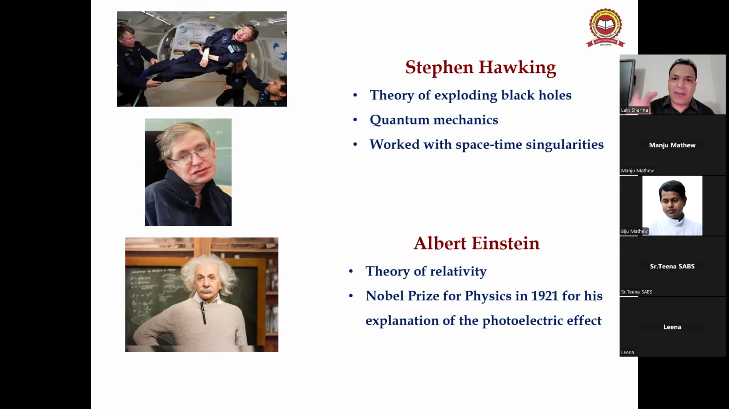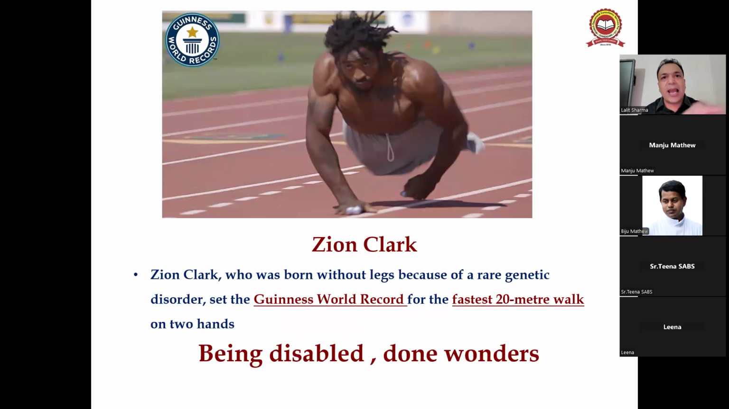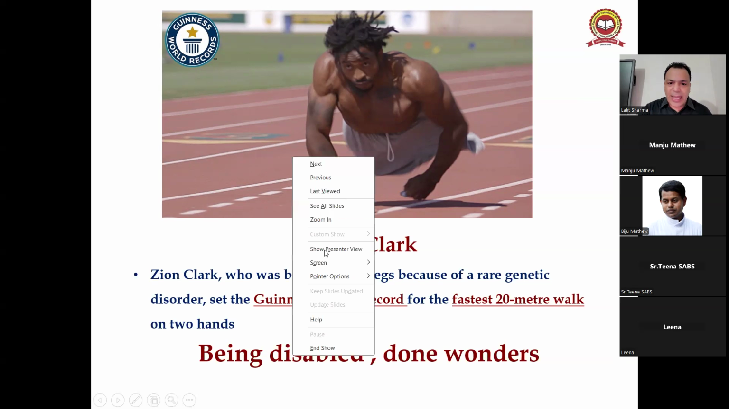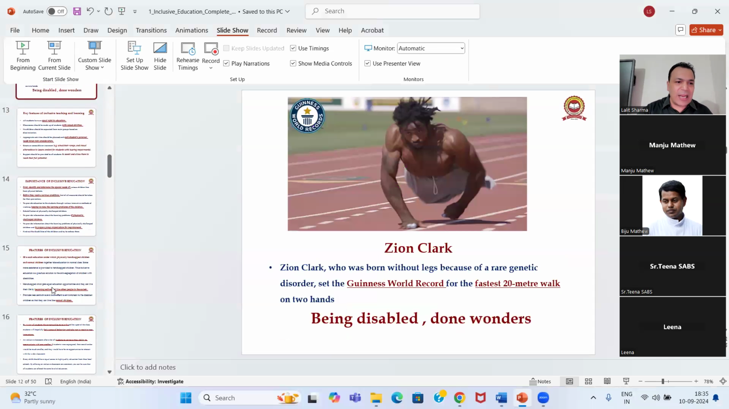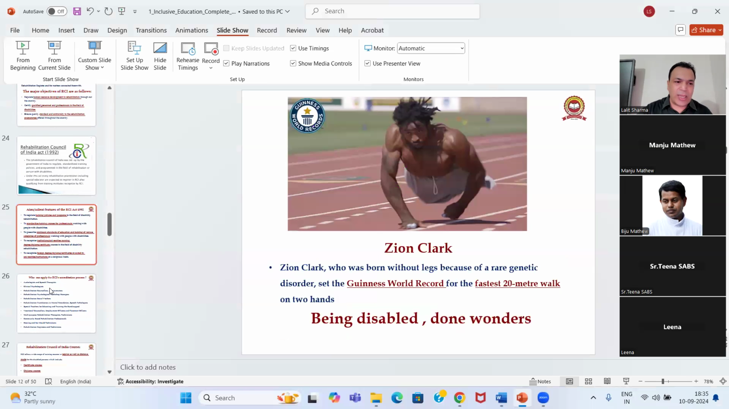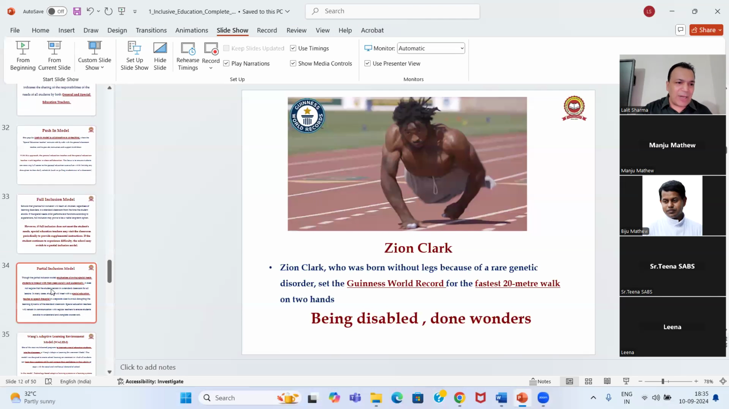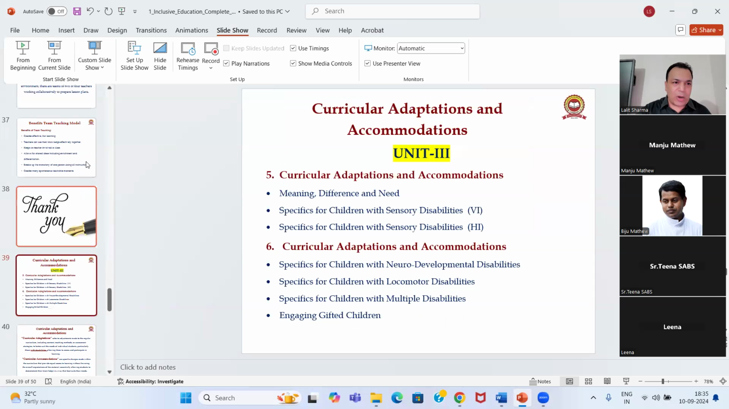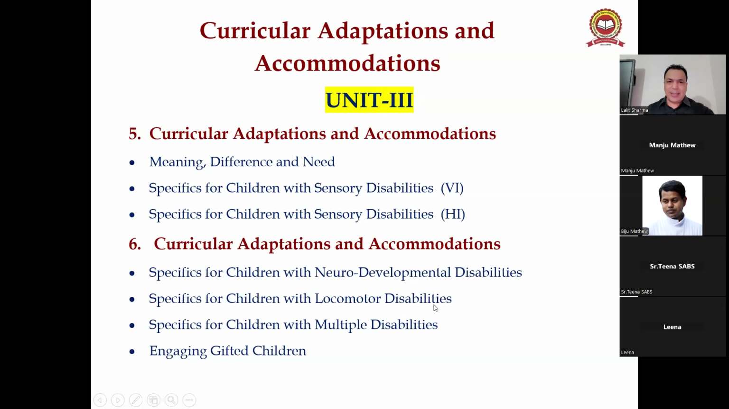But guys, if you remember, I have given you the example, in one or two PPTs, of Stephen Hawking, Albert Einstein, and John Clark. Being disabled, they have done wonders. He was a person without legs, right? And he set a Guinness World Record. So, being disabled, they have done wonders. Actually, since independence, we have been ignoring disabled persons. And this is our duty, to cope with the problems of disabled persons, right?